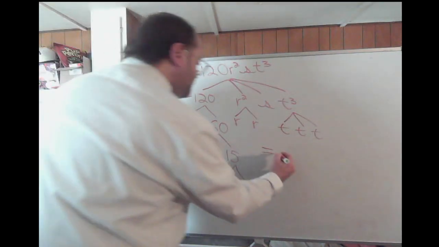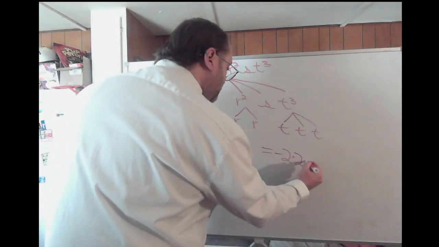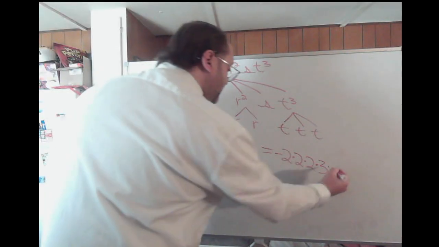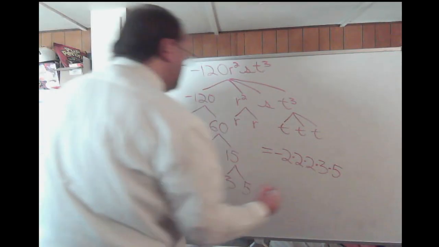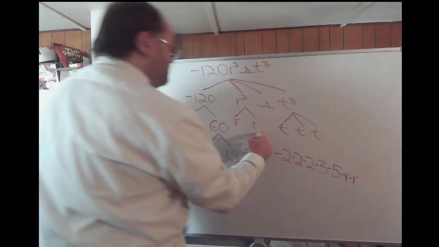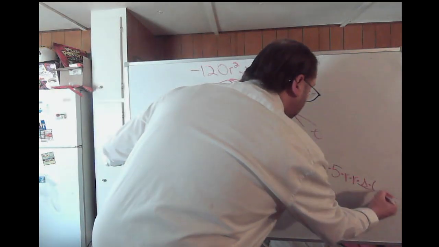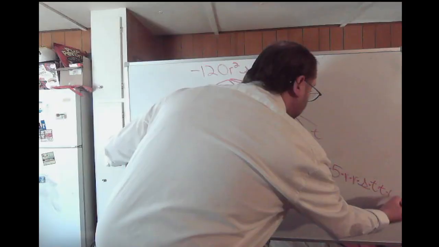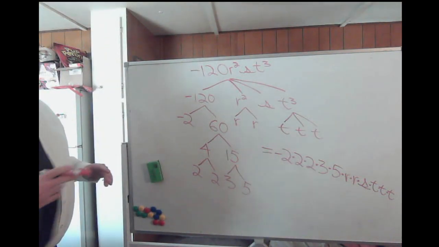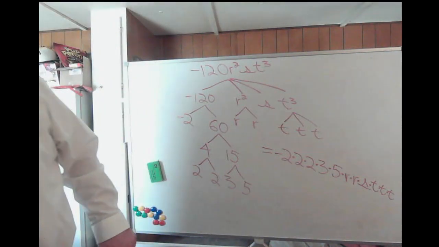You'll start with negative 2 times 2 times 2 times 3 times 5 times r times r times s, wow, times t times t times t. This is why we often choose to write multiples in exponent form, because you can get a really long result for the prime factorization.